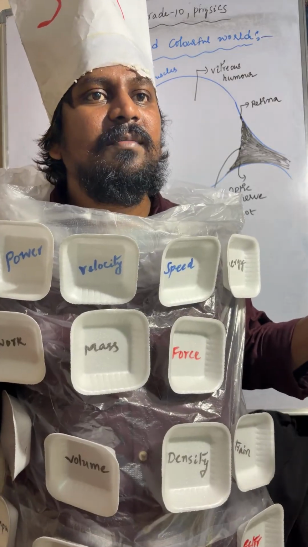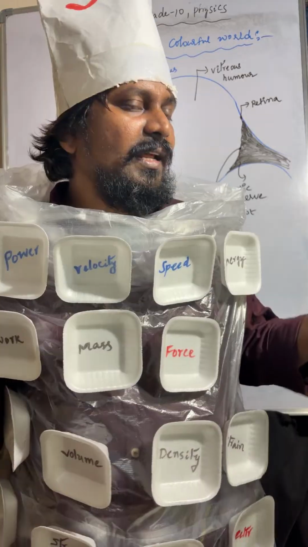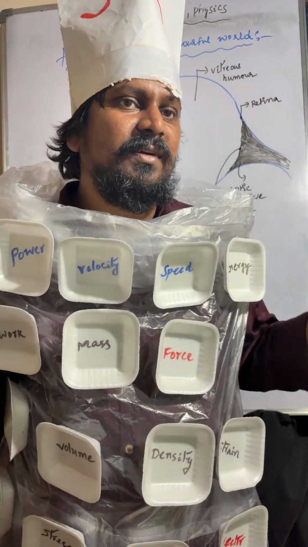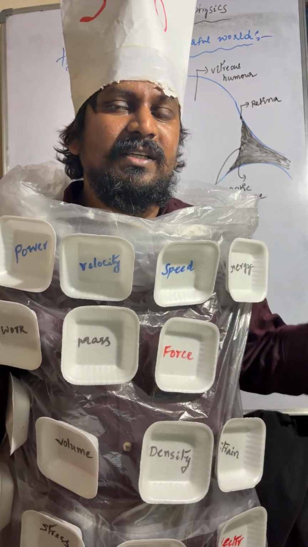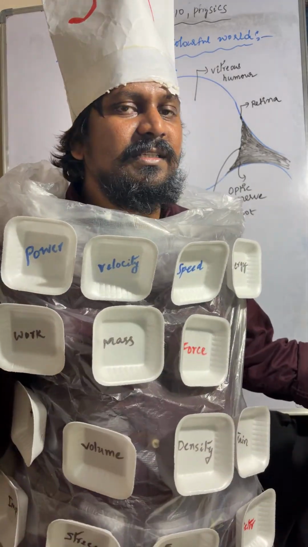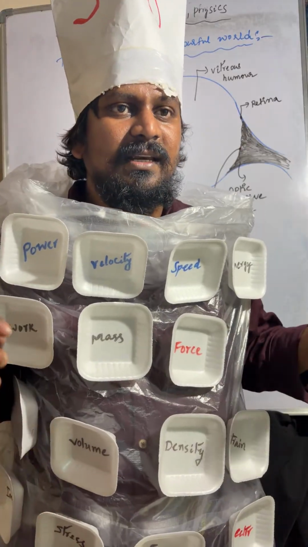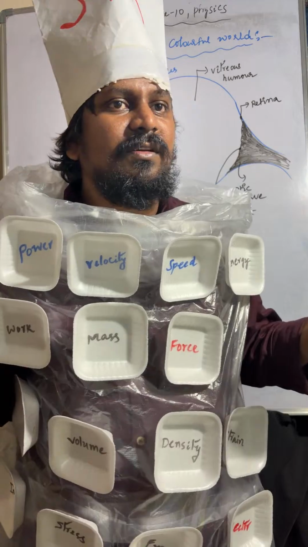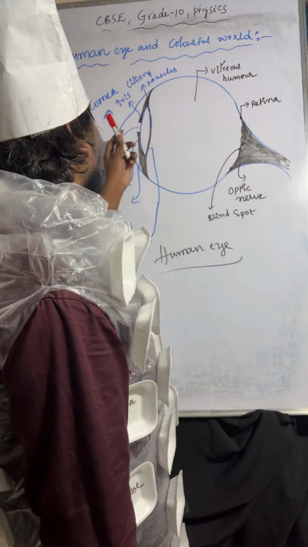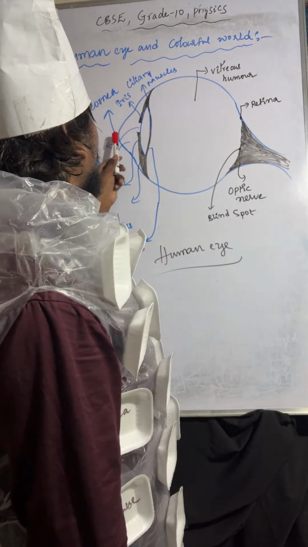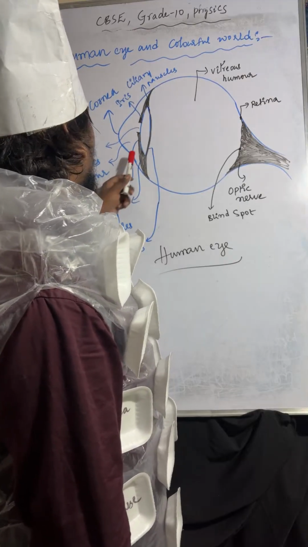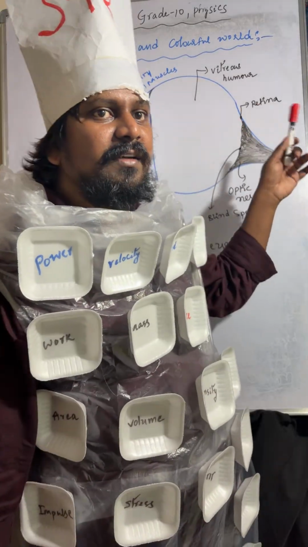Ciliary muscles will adjust the curvature of the eye lens so that we are able to see near distance as well as far distance. The eye lens is a convex lens. Whenever light falls on it, it converges the light and makes it fall at the retina. And coming to the aqueous humor, it is a jelly type liquid present between the cornea and the eye lens.